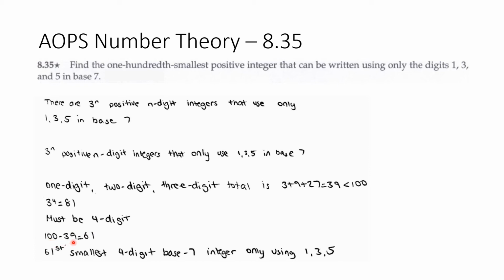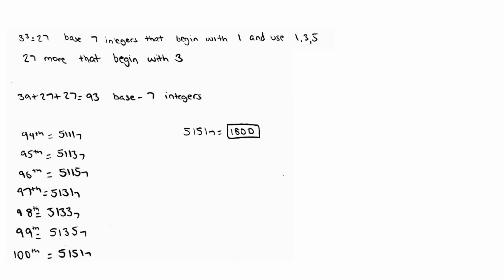And 100 minus 39 is 61. So the 61st smallest 4-digit base 7 integer using only 1, 3, and 5, because 3 to the power of 4, which is 81, is too big, so it's going to be greater than the 100th. So 3 to the power of 3, which is 27, base 7 integers that begin with 1 and use only 1, 3, and 5, because first we want to find the smallest ones to get the 61st.